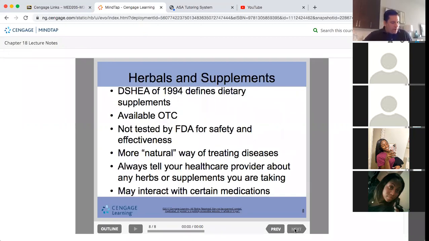Now let's talk about herbals and supplements. DSHEA of 1994 defines dietary supplements. These supplements are available over the counter, are not tested by the FDA for safety and effectiveness, and are the more natural way of treating diseases. Always tell your healthcare provider about any herbs or supplements you are taking because they may interact with certain medications.